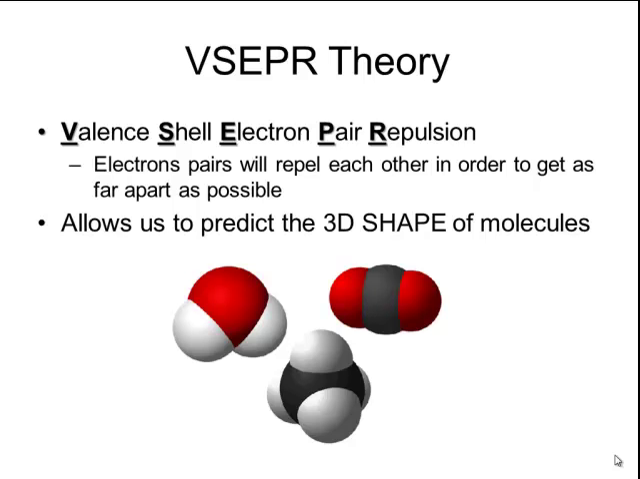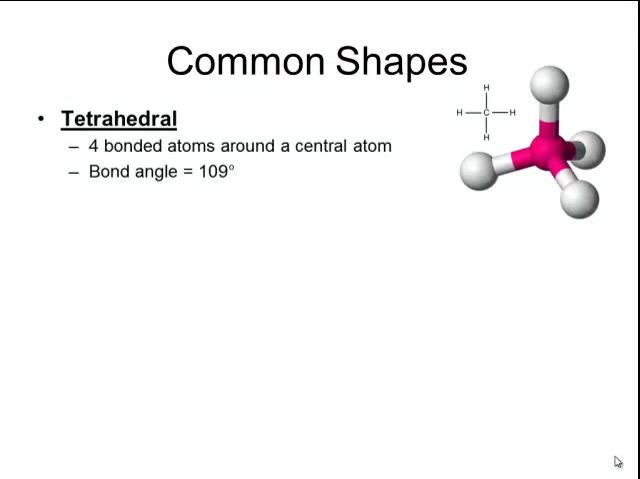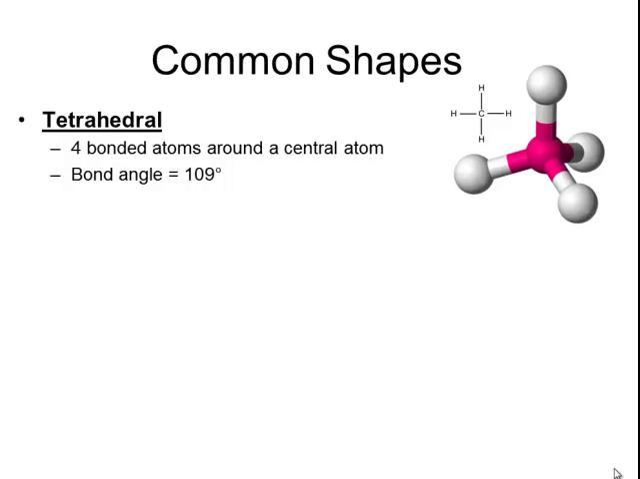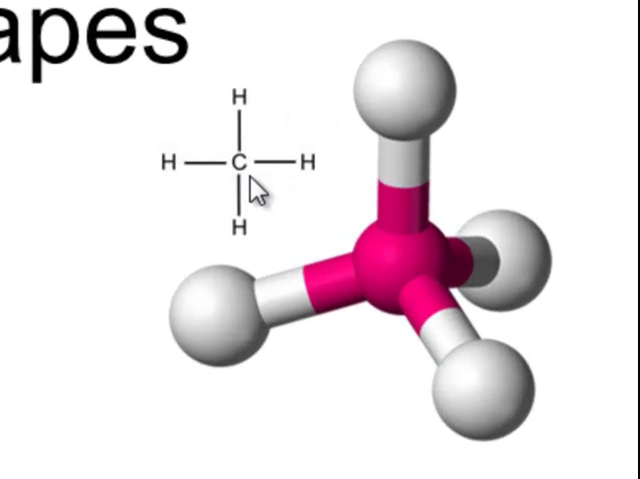There are 5 different molecular geometries, or shapes, that we'll be learning this year. The first shape is called a tetrahedral shape. In a tetrahedral molecule, there are 4 bonded atoms around a central atom. Methane is an example of a tetrahedral molecule. In methane, you have 1 central carbon atom, and you have 4 atoms that are bonded around the outside.